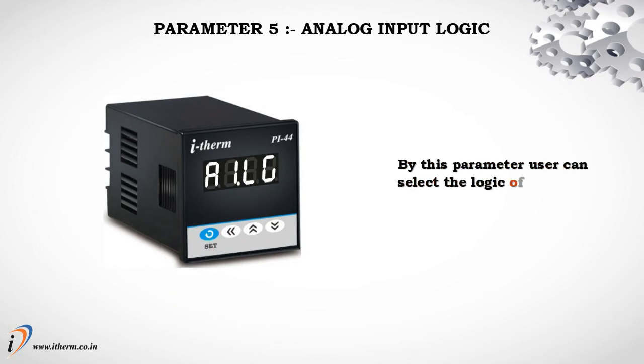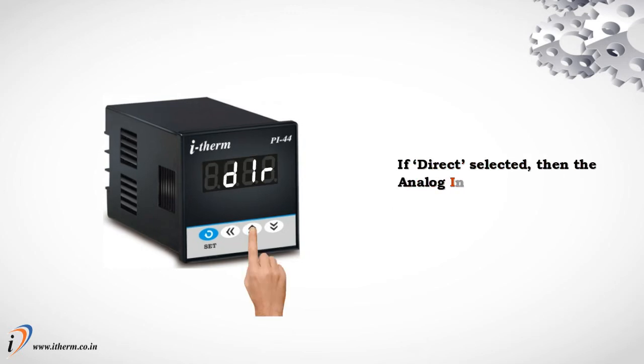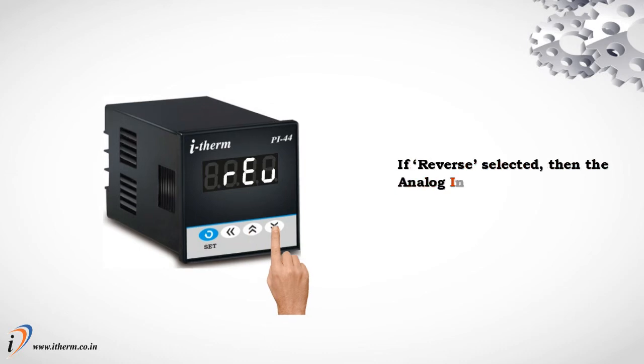Parameter 5, analog input logic. By this parameter, user can select the logic of the analog input. If direct selected, then the analog input value will vary from analog input low to analog input high. If reverse selected, then the analog input value will vary from analog input high to analog input low.